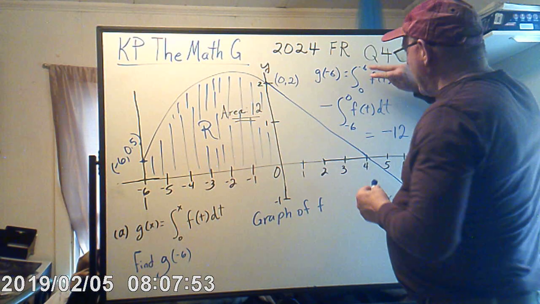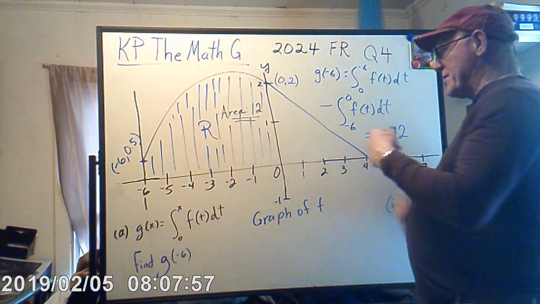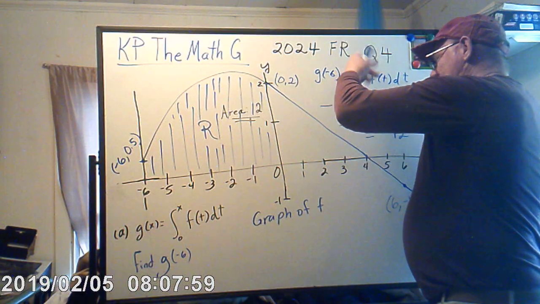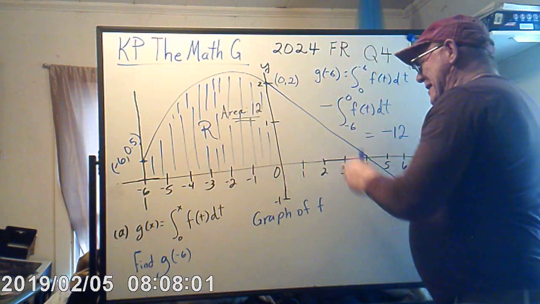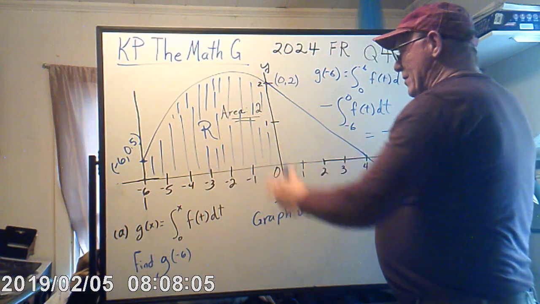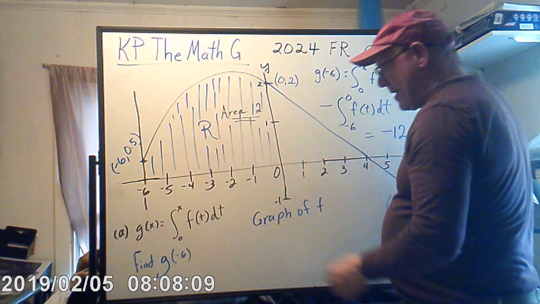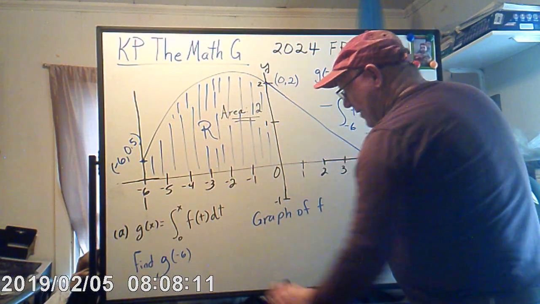I want to test your ability to see if you understand that there are rules with flipping the limits like this, and that if you do that, you introduce a negative sign. So whatever this number is, it's the negative of that. That's the first part.